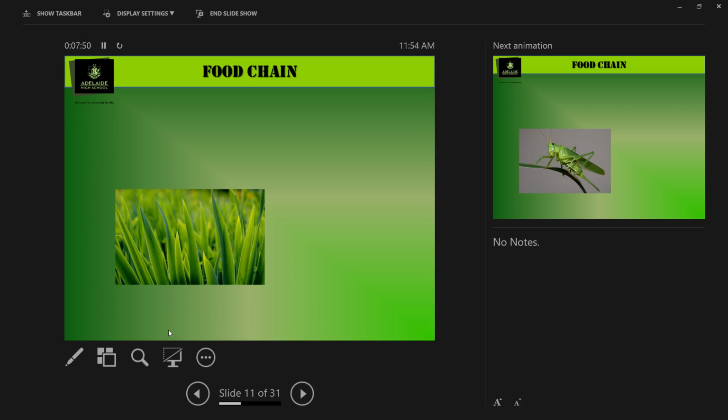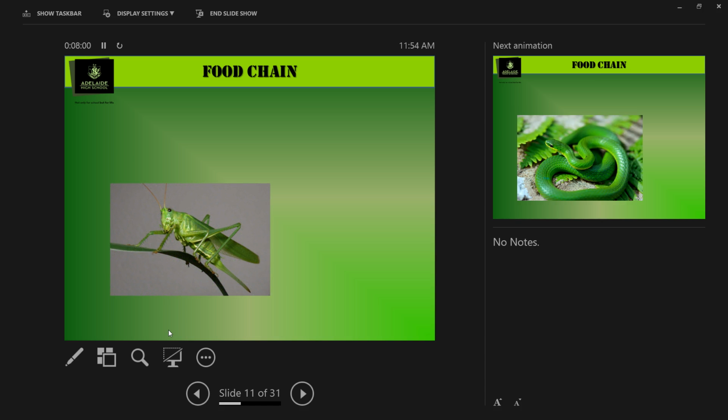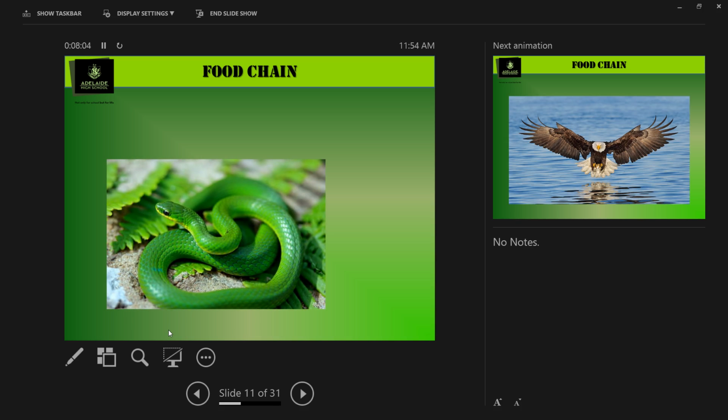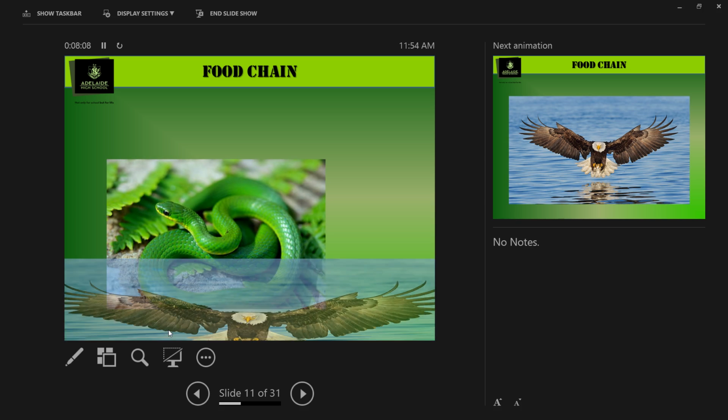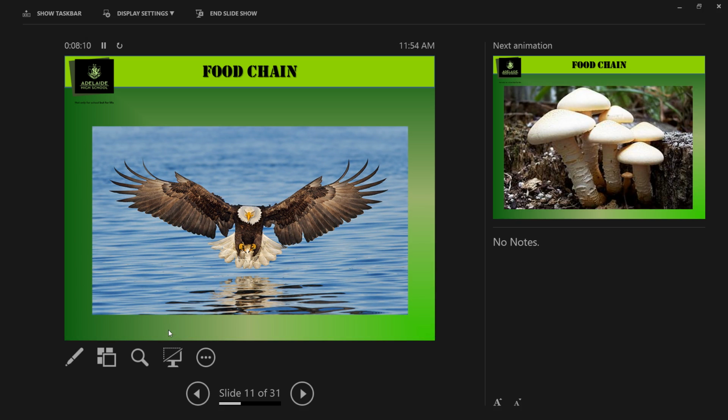So let's go. This is the original source of energy. Grass, for example, here. Okay? Now, the grass is eaten by grasshoppers. It's fair enough. Grasshoppers are eaten by snakes. So after that, we have the eagles coming in. All right, there is a chain reaction here. There's a food chain. Okay?